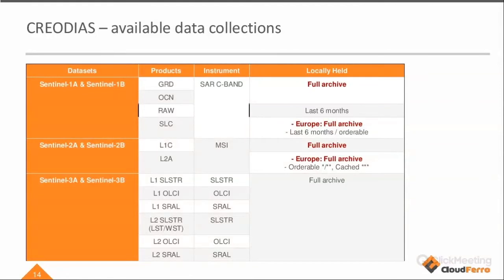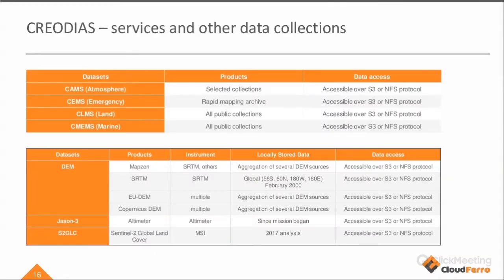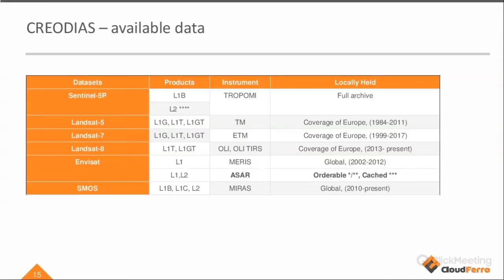Then we have also different products of Sentinel-2A, L1C, L2A, then different products of Sentinel-3. Also here you can find full archive. Then coming to this slide, Sentinel-5P, Landsat, and Envisat MERIS and MODIS as well. So also locally held or orderable.